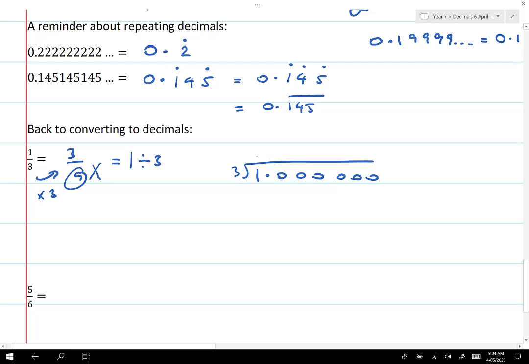So 3 into 1, 0 times. Line up the decimal points, carry the 10. So carry the 1 to make it 10. 3 into 10, 3 times, remainder 1. 3 into 10, 3 times, remainder 1. I'm getting bored of saying this. So hopefully you're noticing that this is just going to go on forever and ever and ever. And so this is the repeating decimal, 0.3 recurring.